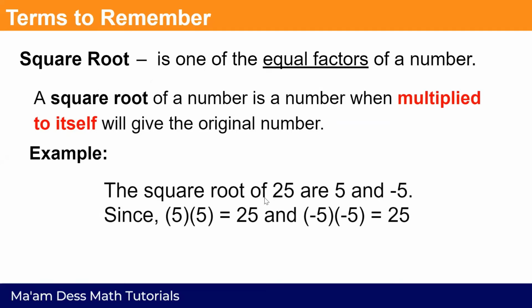Example, the square root of 25 are 5 and negative 5. Kasi 5 times 5 ay 25 and negative 5 times negative 5 is positive 25. Ayan. So, minultiply yung 5 sa sarili, positive 5. Ang sagot, 25. Negative 5, minultiply sa sarili niya, ang sagot ay positive 25. So, ulitin ko, ang square root ay yung mga equal factors ng isang number.